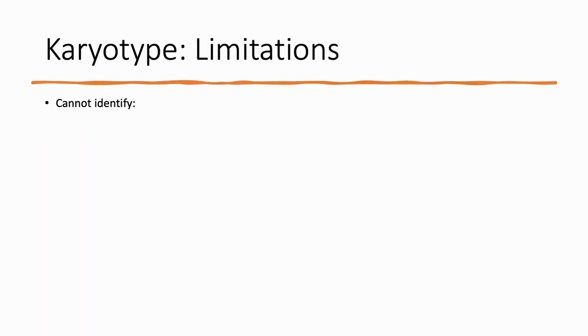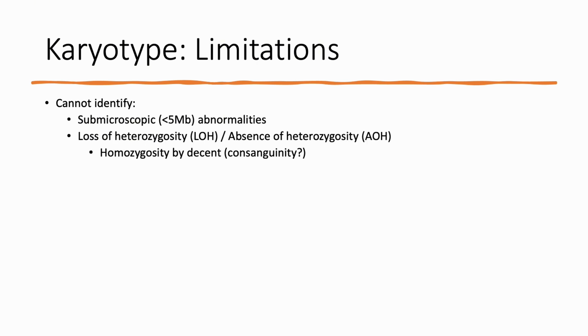While karyotyping is a powerful tool in genetic analysis, it does have its limitations. Notably, karyotyping cannot identify submicroscopic abnormalities, which are those changes smaller than 5 megabases. These subtle alterations often require more advanced techniques like array-CGH or next-generation sequencing for detection. It cannot identify loss of heterozygosity or absence of heterozygosity, which can indicate the loss of genetic diversity at specific loci that might be crucial for understanding certain genetic conditions.